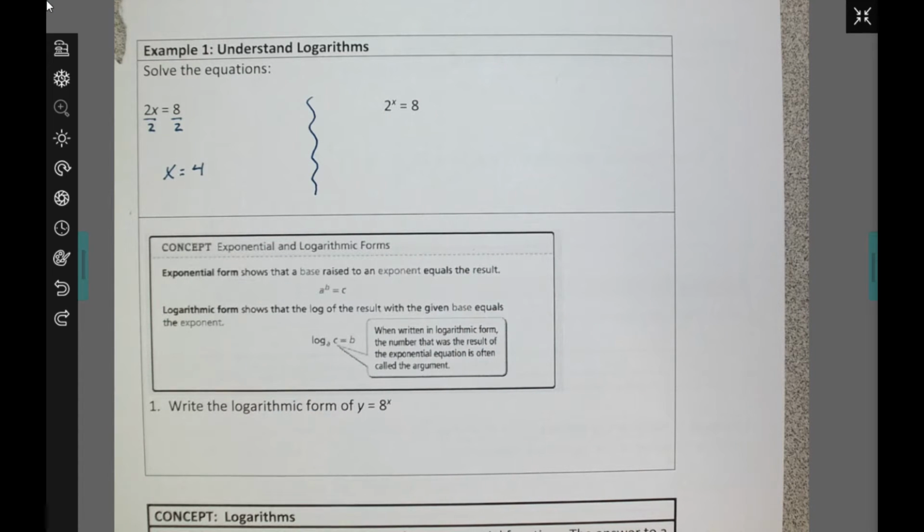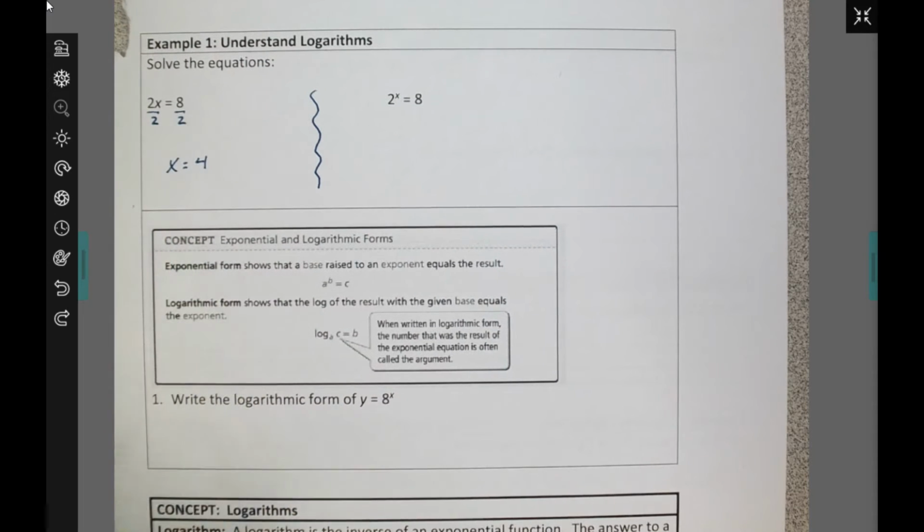From there, you could check your work by plugging 4 back in. 2 times 4 equals 8. It worked out. We're good. Okay. The second equation we have today is where logarithms come into play. And for this one, we're actually going to be able to use common sense to solve, but we're going to come into some problems today where you're not going to be able to use common sense.